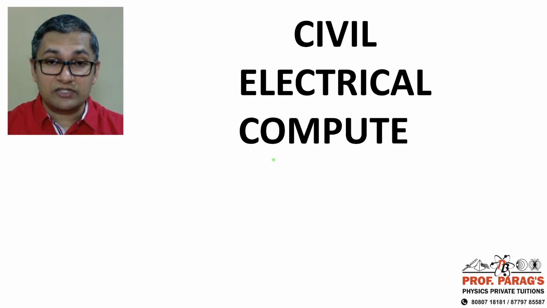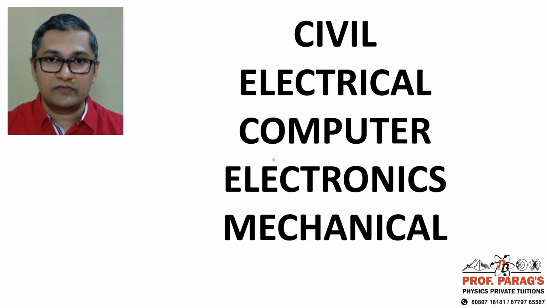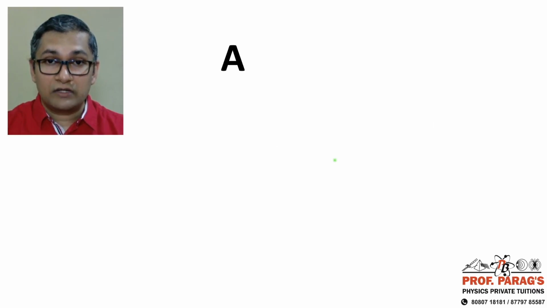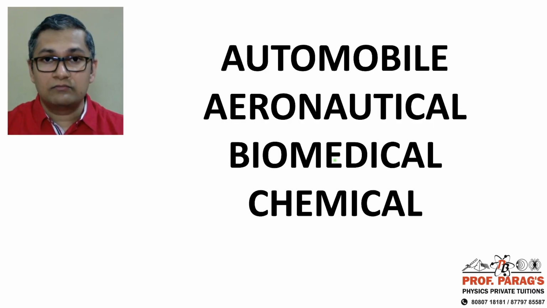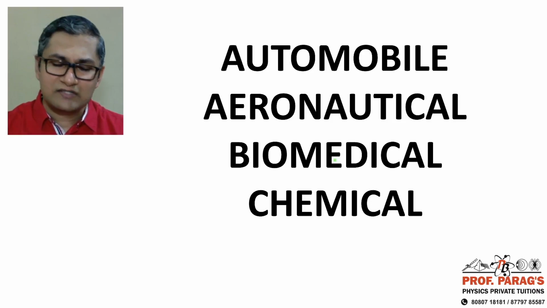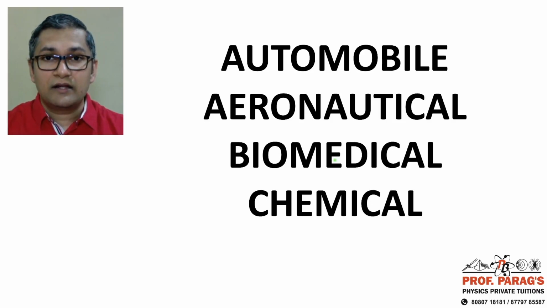So in engineering, if you see, there are different branches of engineering. There is civil engineering, electrical engineering, computer engineering, mechanical engineering, aeronautical, automobile, chemical, biomedical, and several more if you just search on Google. These are all different branches of engineering. So amongst all these branches, a very important branch is electrical and electronics engineering. And the chapter that I'm starting today is related to this branch of engineering.